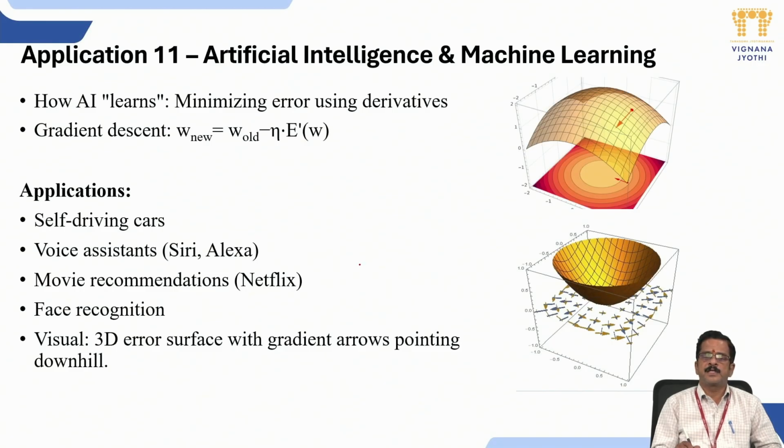Next, artificial intelligence and machine learning. In these also, derivative concepts are used very much. Minimizing error using derivatives in AI learning and gradient descent: w new equals w old minus eta times E dash of w. E dash of w is nothing but the error derivative, and eta is the learning factor.